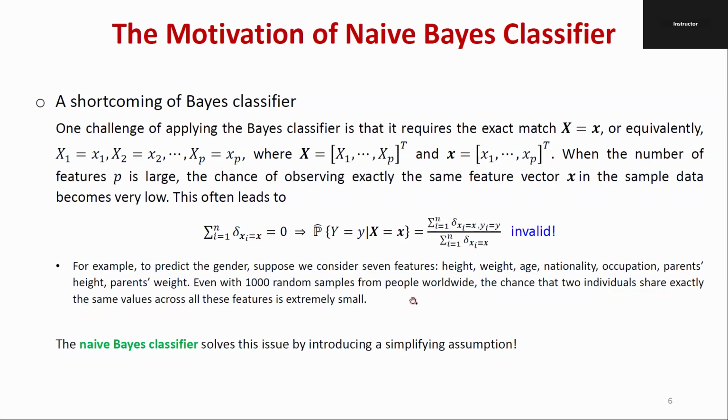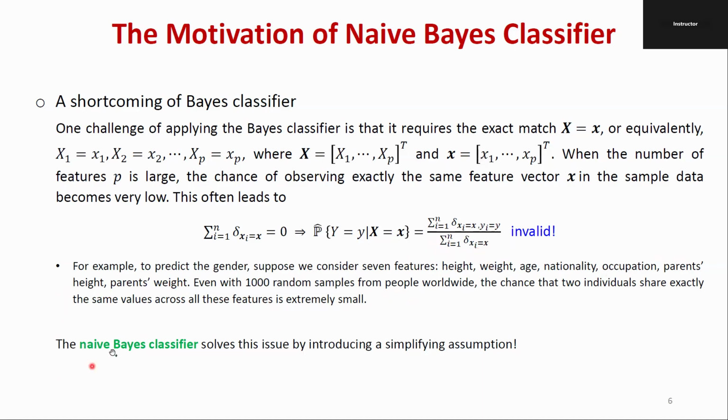Think about this: they need to have the same weight and height, easy. Age, not that difficult. Nationality is already not that easy, because I'm randomly getting samples from people worldwide. Not to mention, you need to share exactly the same occupation, exactly the same parents' height and weight. Think about it. The chance is super low, and then this number becomes zero. Then immediately it fails. So what's the point? I mean, mathematically everything is so good. What's the point if it doesn't work?